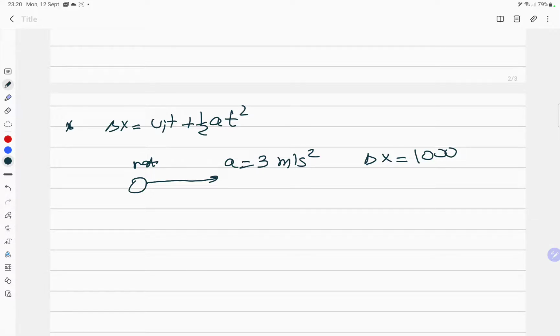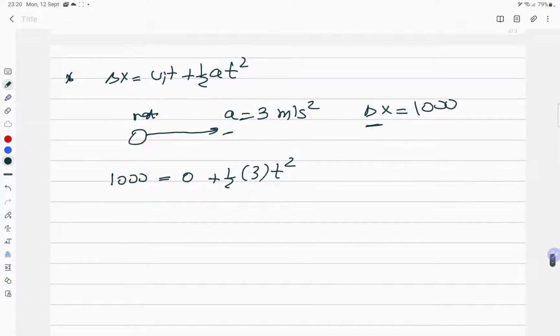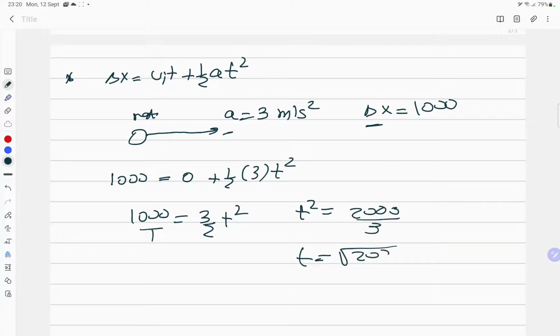So I understand that I have delta x, I have acceleration, and I start at rest. So delta x, which is 1000, equals v initial, starting from 0, plus half times 3 times t squared. So 1000 is equal to 3 over 2 t squared. Multiply by 2 over 3, that's going to be t squared equal to 2000 over 3. Then t is equal to the square root of 2000 over 3. You can write that, of course.